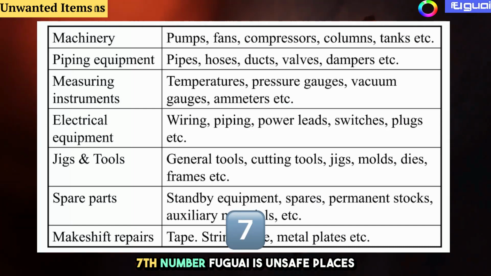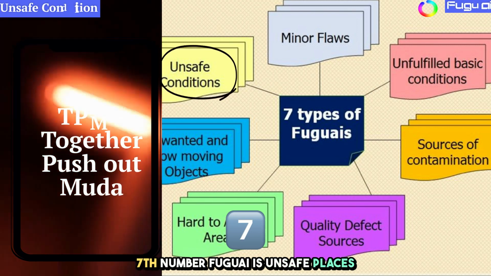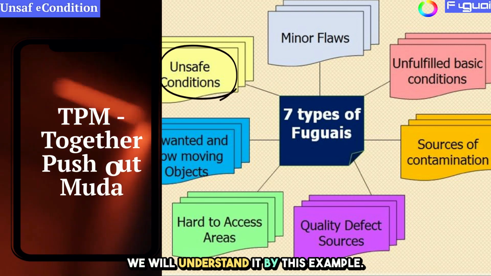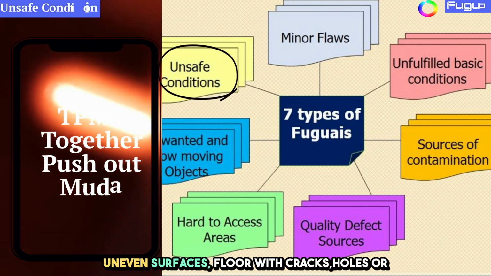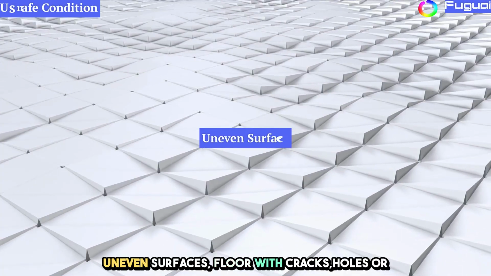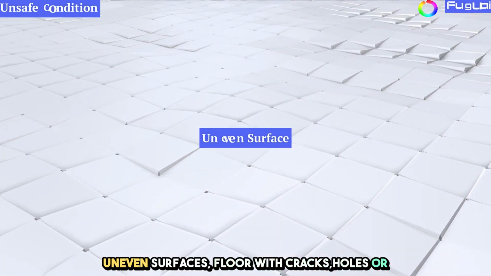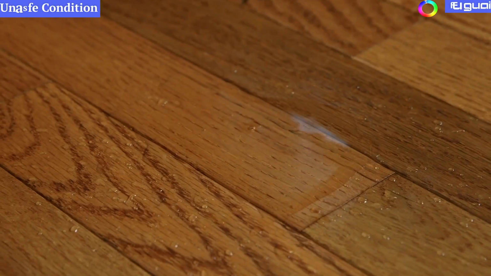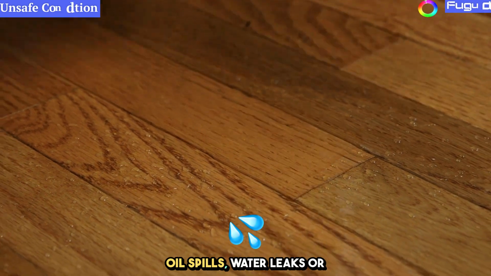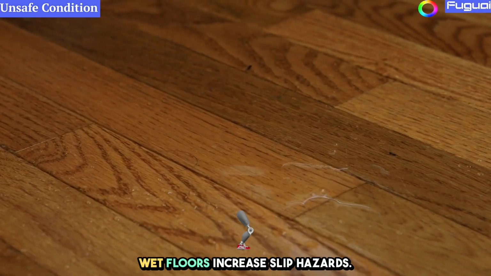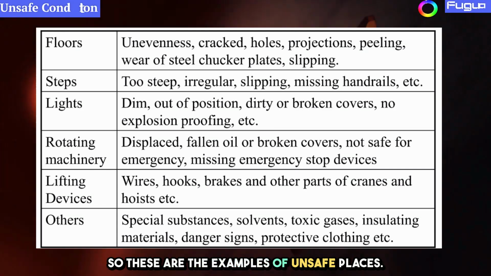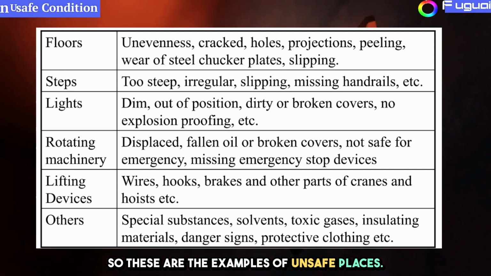And the seventh Fuguai is unsafe places. These abnormalities relate to safety hazards. We'll understand it by these examples. Uneven surfaces. Floors with cracks, holes or unevenness can cause slips, trips and falls. Second example is slippery surfaces. Oil spills, water leaks or wet floors increase slip hazards. So these are the examples of unsafe places.